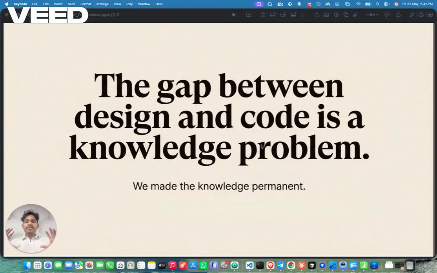So we are trying to build something known as the company's brain, and the problem we are trying to solve is the knowledge problem. And the first step towards it is design to code. Let me explain how we are trying to do it.